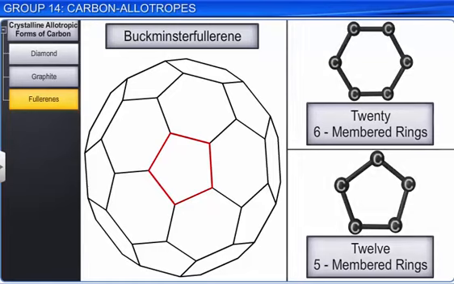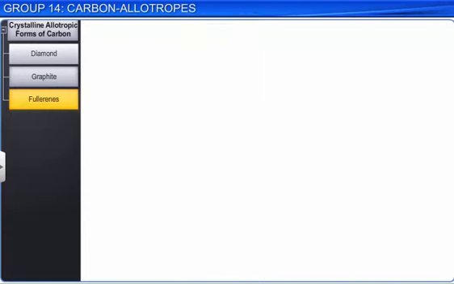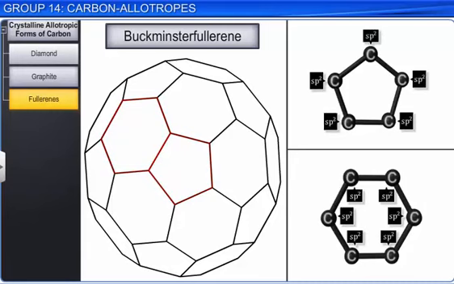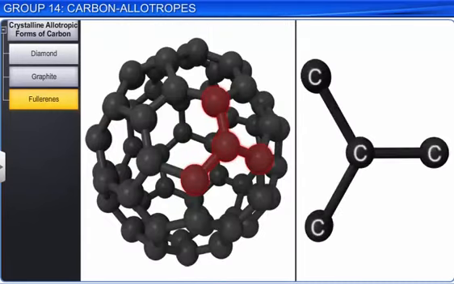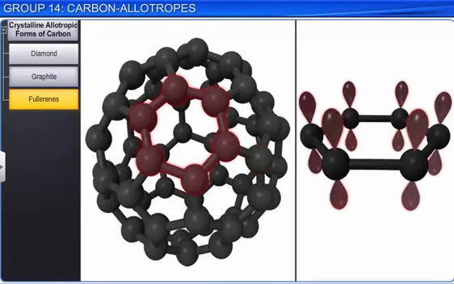A 5-membered ring is fused with only 6-membered rings, while a 6-membered ring is fused with 6 or 5-membered rings. All the carbons in the Buckminster fullerene molecule are sp2 hybridized. Each carbon atom forms 3 sigma bonds with its 3 neighboring atoms. The remaining electron in each unhybridized p orbital of carbon is delocalized in molecular orbitals, giving the aromatic character to the molecule.